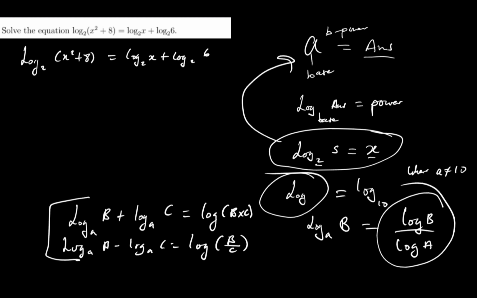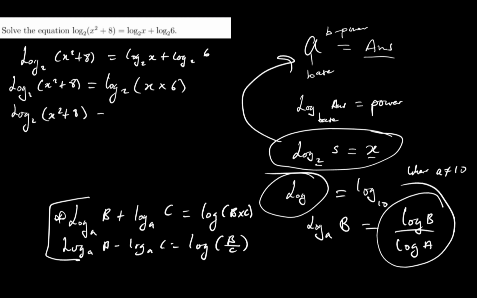Please remember this. So I have to make sure that I only have one log on one side and one log on the other side. So this side I only have one log, which is log base 2 of x squared plus 8. And this is equal to, this side I'm having two logs. So I have to make one log that simplifies the two. So between the two, it's the first one, which is star, that represents what I want to do. So it will be log base 2 of x times 6. Then this will be log base 2 of x squared plus 8 is equal to log base 2 of 6x.